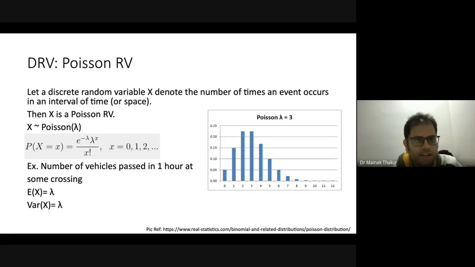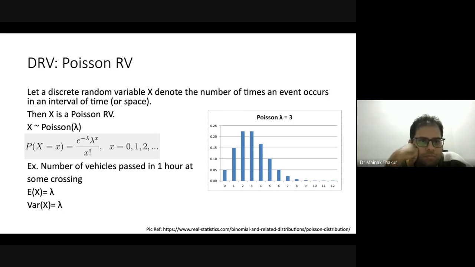Okay, Poisson random variable. Let a discrete random variable X denote the number of times an event occurs in an interval of time or space. So this is mainly the number of times something happens. For example, the number of vehicles passing in 1 hour at some crossing can be modeled using a Poisson random variable. The number of times floods happen within the last 10 years can also be modeled using a Poisson random variable.